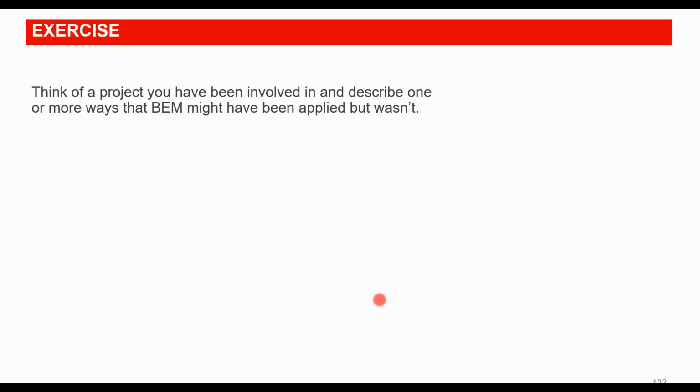We'll leave this for you for the break, and you can type in: if there was a project that you were involved in where BEM could have been beneficial but wasn't used, so if there was a decision or something that happened on a project where a model could have proven something, I'm always interested to hear people's experience with it.